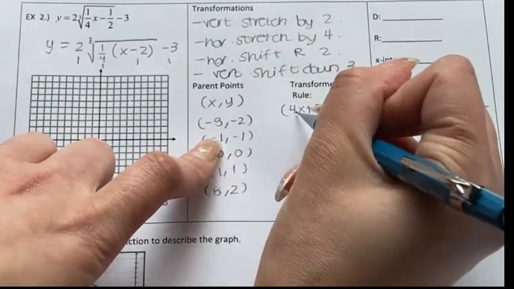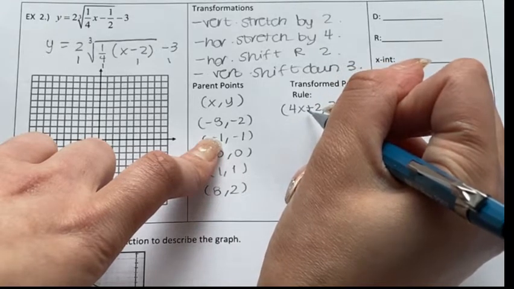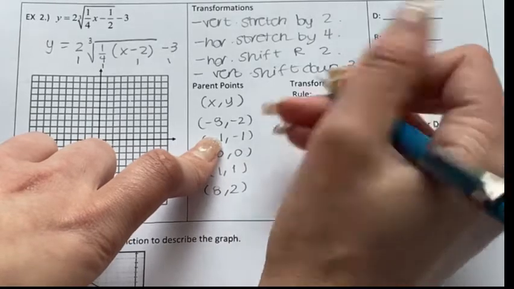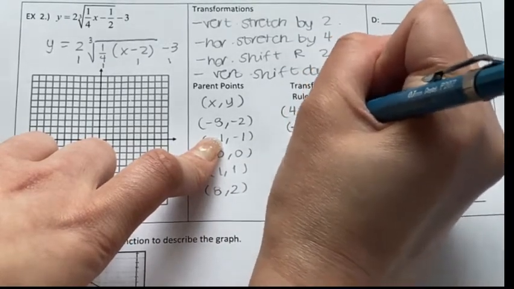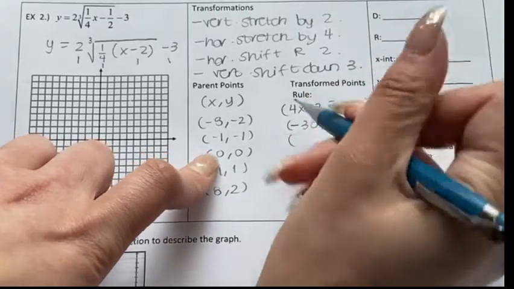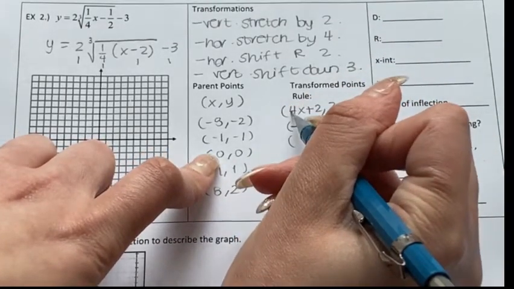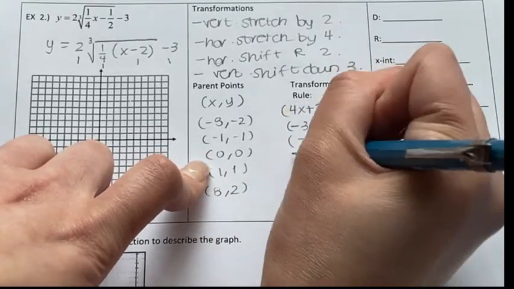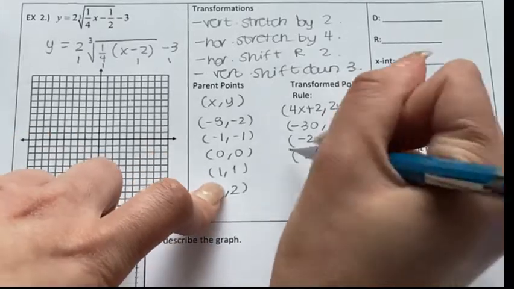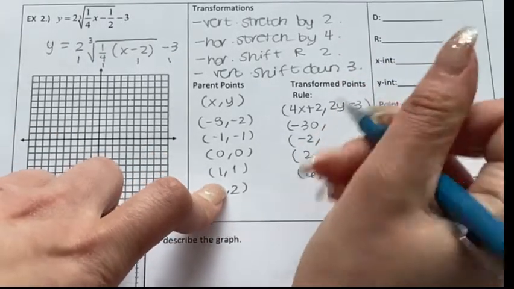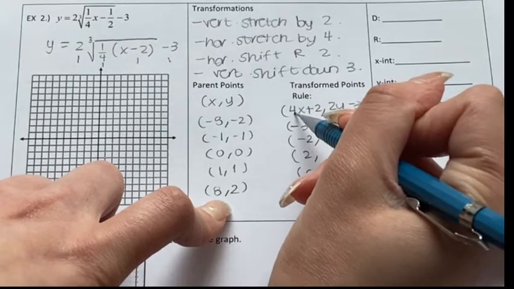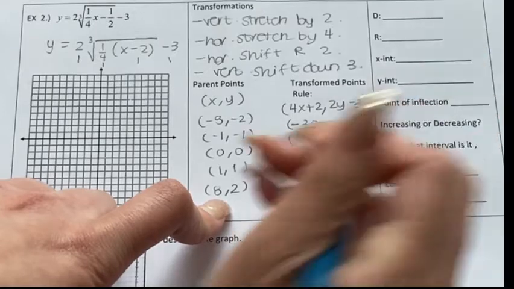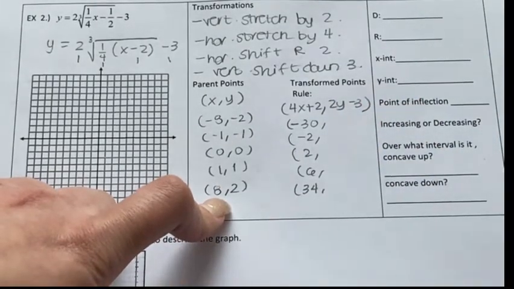Negative 8 times 4 plus 2, what's going to be that? Oh, it's too big. Okay, negative 30. Okay, so then we plug this one. Negative 1 times 4, negative 4, plus 2, negative 2. Then the 0 is going to be just 2. Then when we plug the 1, that's going to be 6. The 8 is going to be 8 times 4, that is 32, plus 2 is going to be 34. Huge. Okay, for my poor graph, that's okay.